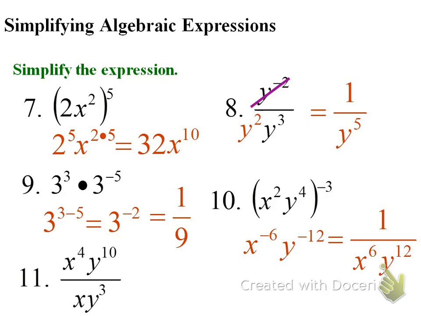Bonus, number 11. Sorry, I thought there were only 10. Snuck an extra one in there. How do I do this? Subtract the exponents. Good. They have to have the same base. So you would think of the x's together. X to the 4th over x to the 1st gives you x to the 3rd. Good. Y to the 10th over y to the 3rd gives you y to the 7th. Good.